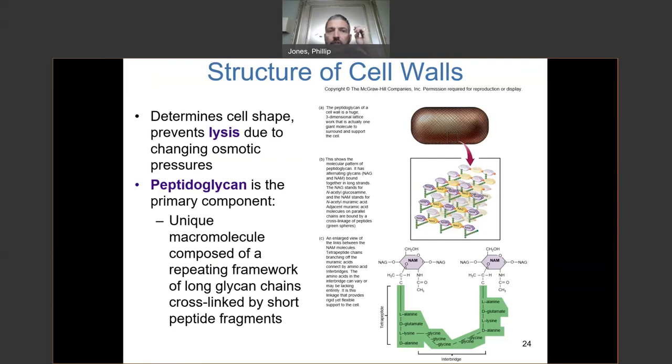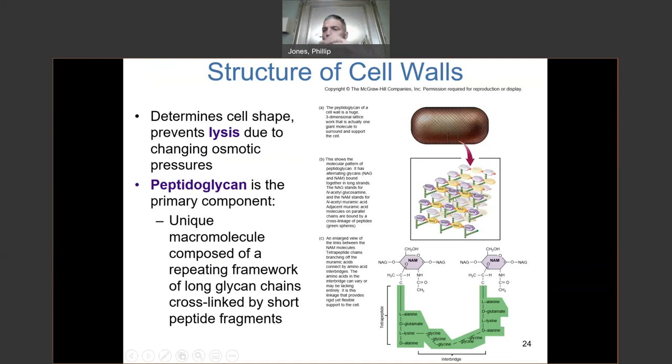All right, so the cell wall determines the structure, determines the shape, and prevents lysis due to changes in osmotic pressure, as I stated. Peptidoglycan, peptido meaning protein, glycan meaning sugar, is a primary component. It's a unique macromolecule, so that means it's large, composed of a repeating framework of long glycan chains cross-linked by short peptide fragments. And these are NAG and NAM units. When you see peptide, you're thinking protein. So there's the NAG and NAM units. Penicillin goes in and breaks apart these peptide fragments, causing it to break.